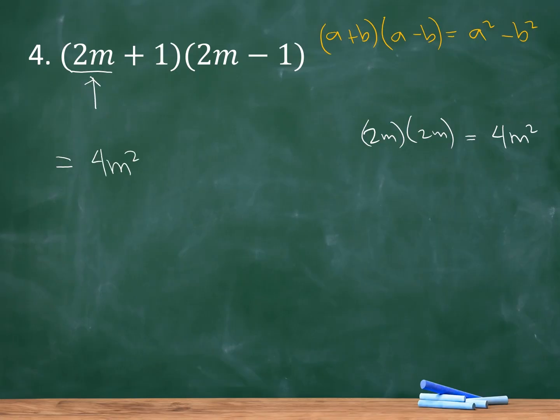So 2m squared will be 4m squared. And then we will square the second term. So that's 1 times 1, which is also 1. And then we will just put a minus between them. So this is now our answer, 4m squared minus 1.